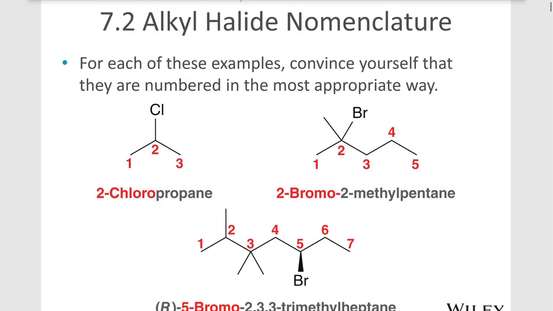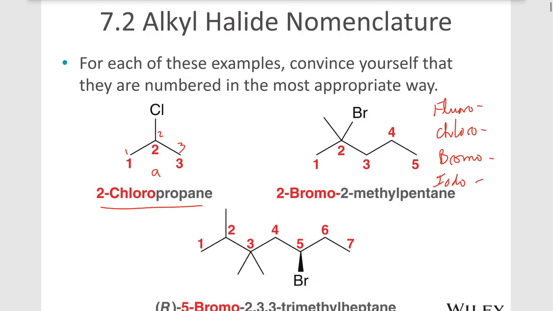All right, so in this example, we're actually identifying and numbering the parent chain. So for this molecule, let's call this molecule A. The parent is 1, 2, 3 carbons, so that's propane. So this molecule would be 2-chloropropane. So for the halogens, well, they're named as fluoro, chloro, bromo, and iodo as substituents, okay?